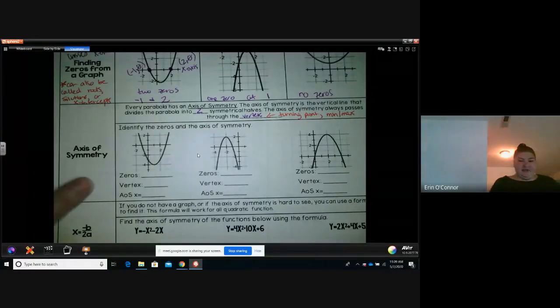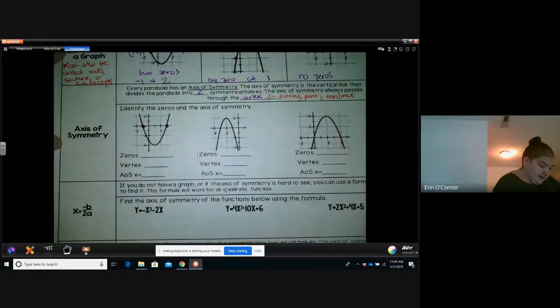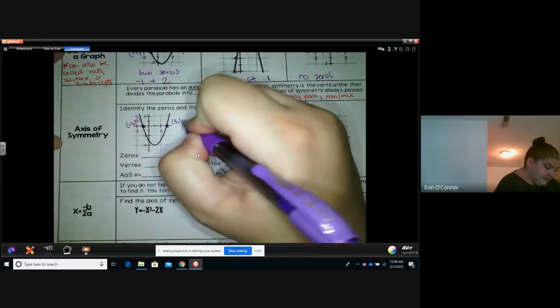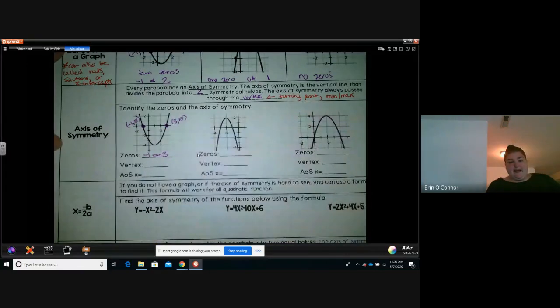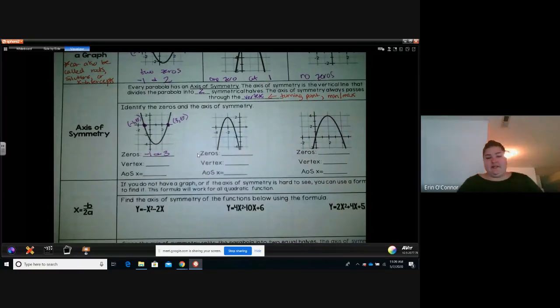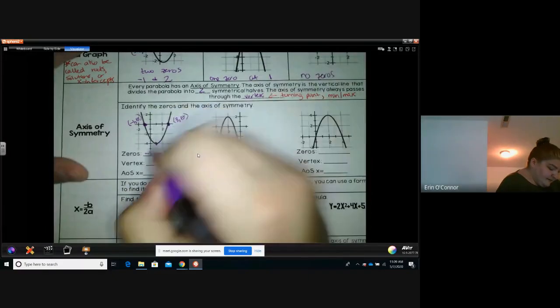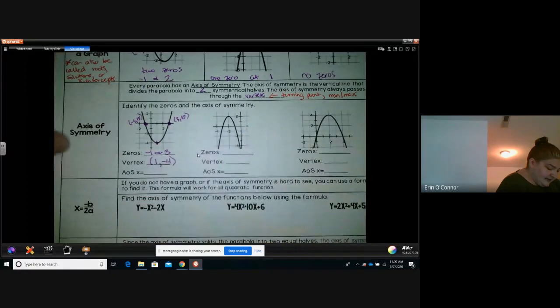So let's identify the zeros and the axis of symmetry. So first of all, the zeros are at -1 and 3, because this is -1, 0. This is 3, 0. So -1 and 3. Sometimes we'll just put commas between the zeros, and that works too. The vertex is right here, and that's at 1, -4. And the vertex is always written as a point, so you have to write the point.